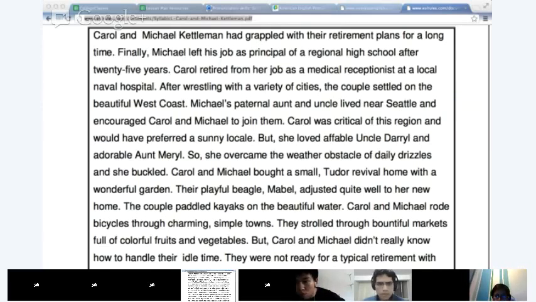After resting with a variety of cities, the couple settled on the beautiful West Coast. Michael's paternal aunt and uncle lived near Seattle and encouraged Carol and Michael to join them. Carol was critical of this region and would have preferred a sunny locale.